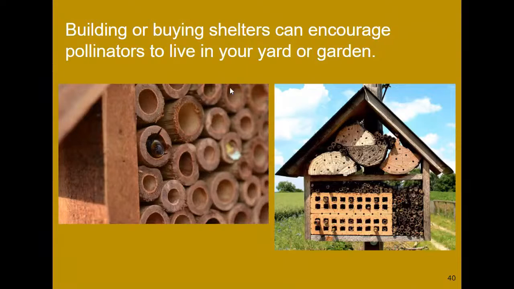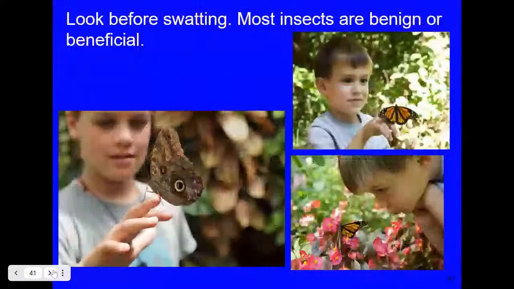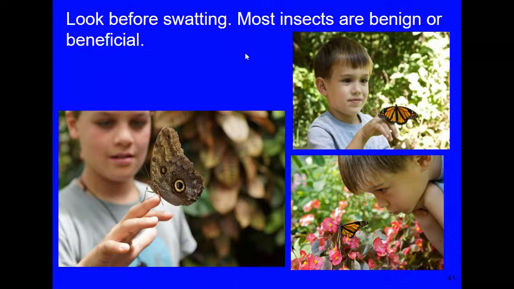So you can help out by buying or making these little tube shelters. Some folks have just drilled holes in logs or had bundles of bamboo or dried sticks that they can use to nest in, and encourage them to hang around and pollinate your garden. And the vast majority of insects are harmless, and many of them are beneficial. They're pollinators, they are decomposers, they provide a service.